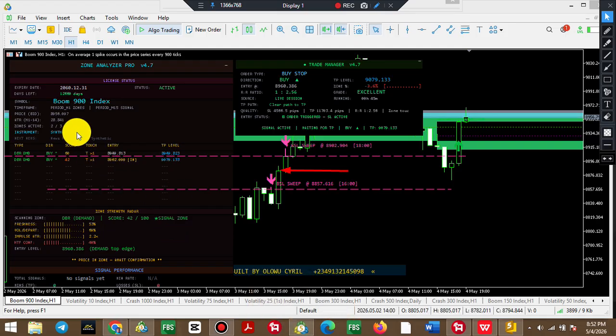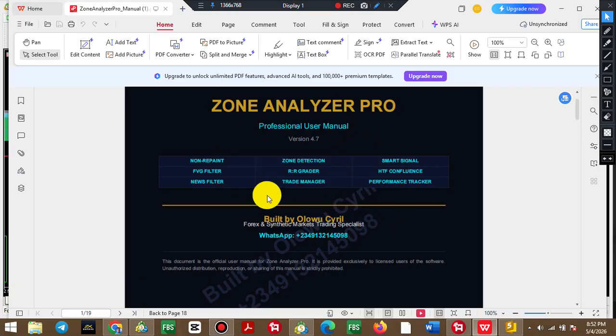So aside from that, I don't see any other much detail, because every other thing you should watch out for is already on the PDF. It's already on the PDF.